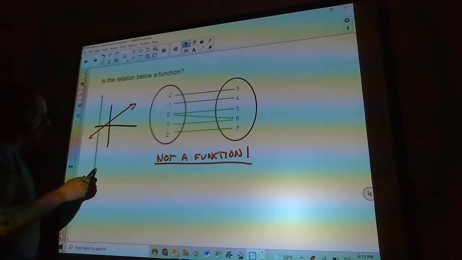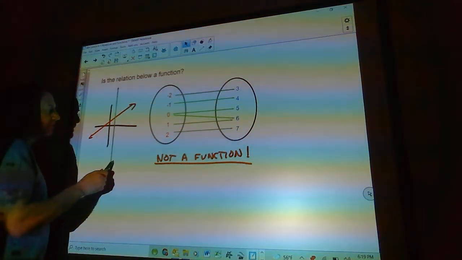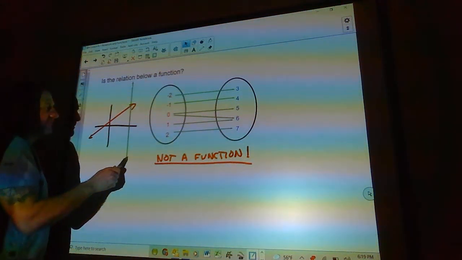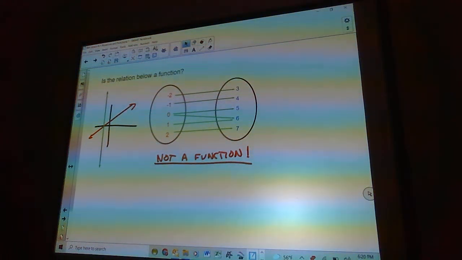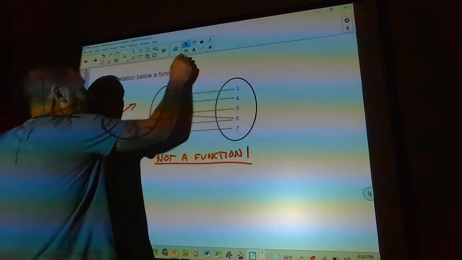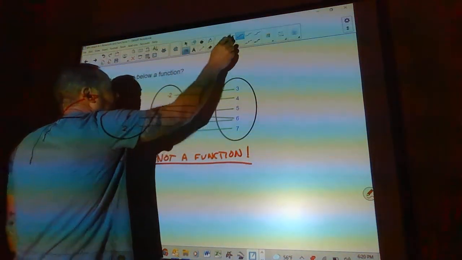So this would be a function, because no matter where I put this, it only crosses that red line once. Now, every single line is a function unless it's a vertical line.